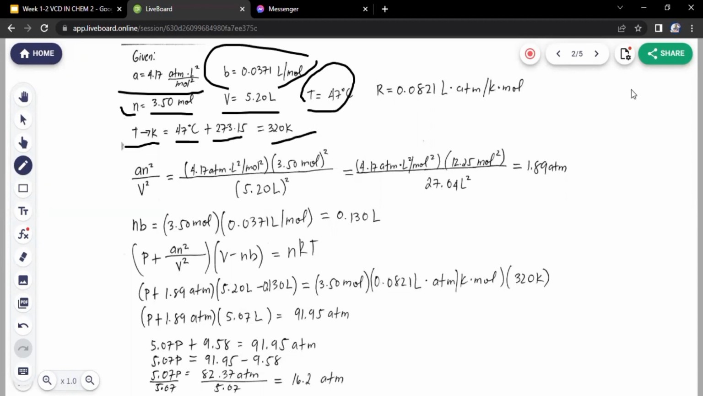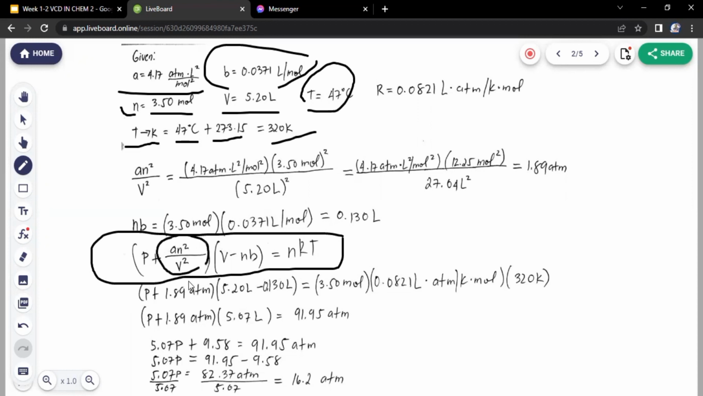Now, the next thing that you need to do, since this is the formula for the van der Waals equation, is to get first the value of an squared over V squared. Substitute the value of a, which is this. And then the value of n, or your moles, is 3.50 moles. It says squared, so you have to square that. And then over the volume, which is 5.20 L squared, because the variable is squared. And then you have to solve that first.